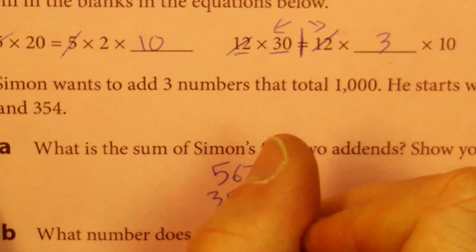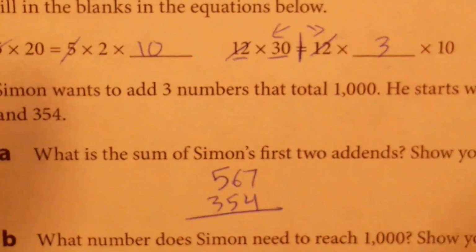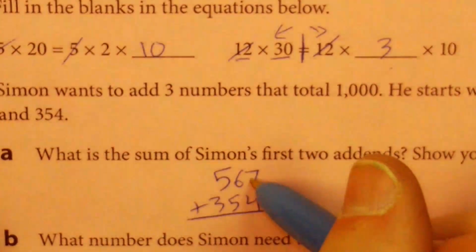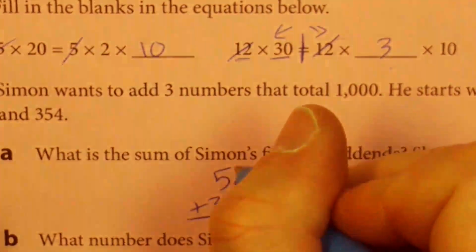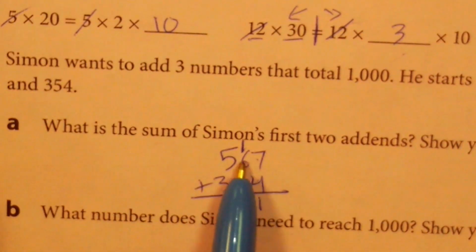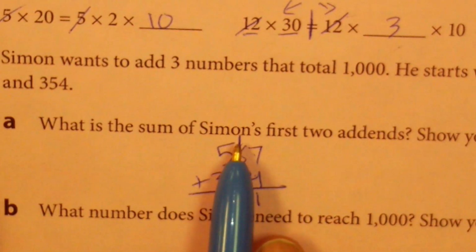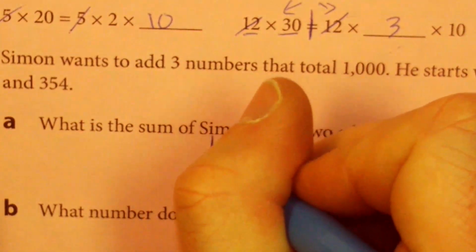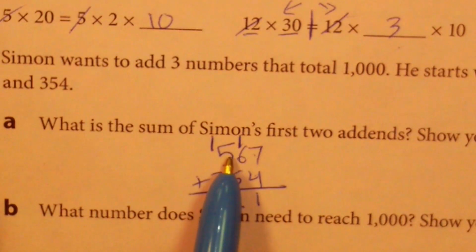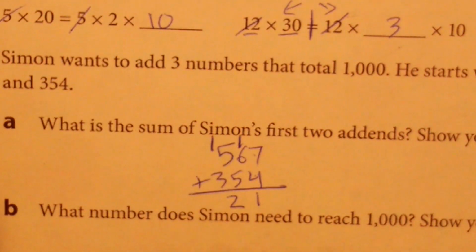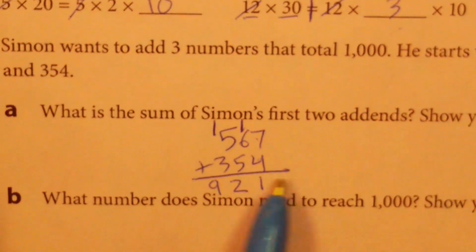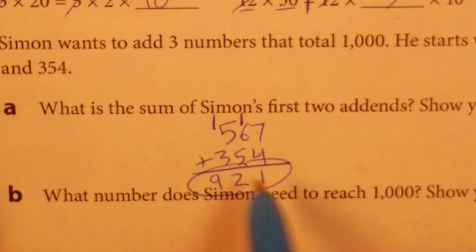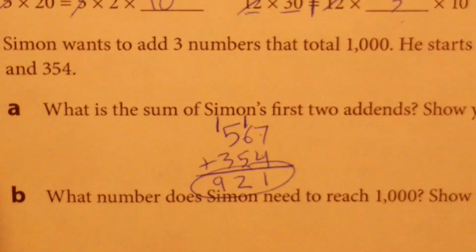567 plus 354. Okay. If I add them together, 7 plus 4 is 11. Carry the 1, right? I carry the 1. 6 plus 1 plus 5 is 12. Uh-oh, carry the 1, right? 5 plus 1 plus 3 is 9. So far, I'm up to 921. So that's the answer to letter A.